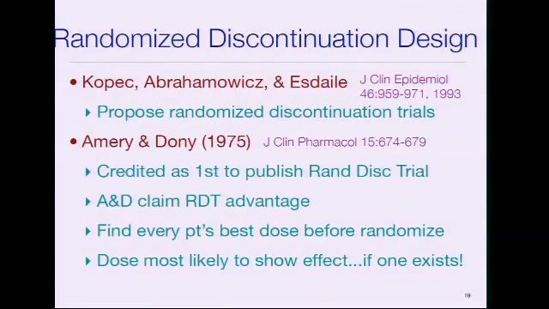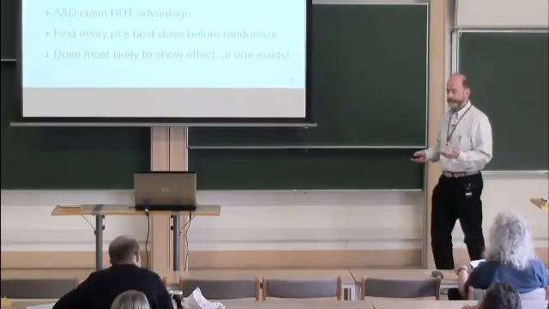Historically, the first mention of it was actually in the Journal of Clinical Pharmacology in 1975, and they claim that the randomized discontinuation trial design has certain advantages. The way they applied it, basically each patient would be titrated to his or her own best dose, and then they would be randomized either to continue on that best dose or to whatever the control treatment is. So you're kind of stacking the deck so that for each patient, they would have the highest chance of benefiting from the drug.